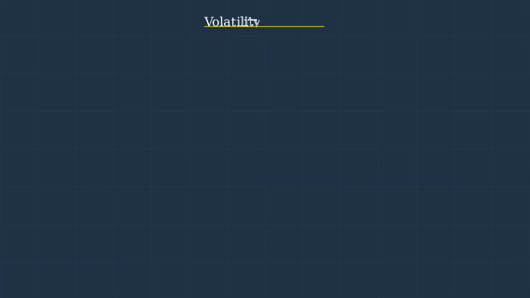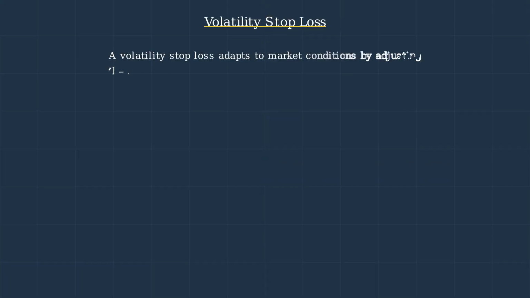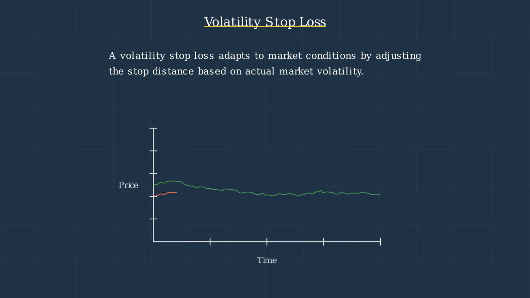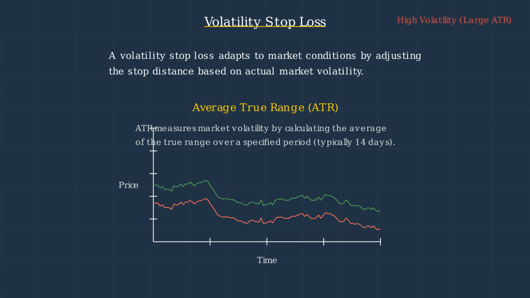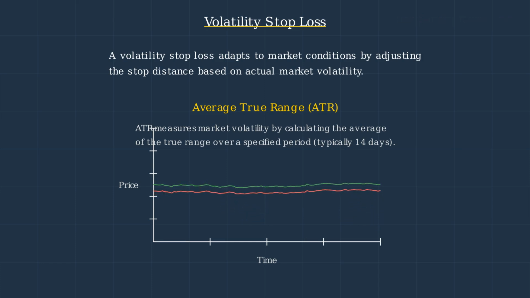The volatility stop loss dynamically adjusts based on actual market conditions. Unlike fixed stops, volatility stops expand during turbulent markets and contract during calm periods. The most common indicator used for volatility stops is the average true range, or ATR. During high volatility periods, ATR values increase, automatically widening the distance of the stop loss. Conversely, during calm markets, ATR decreases, bringing the stop loss closer to the price for tighter protection.